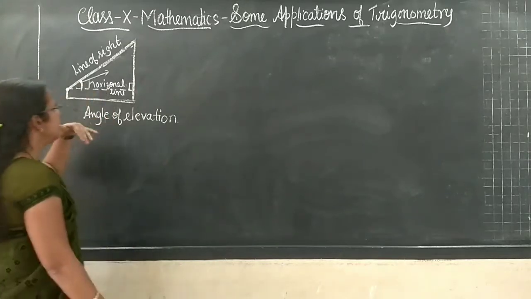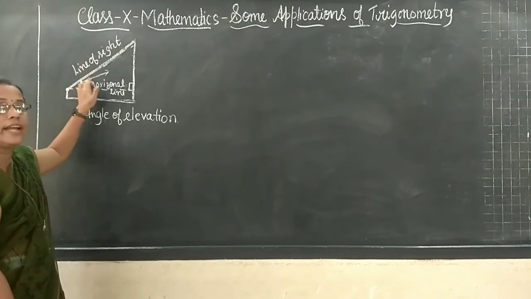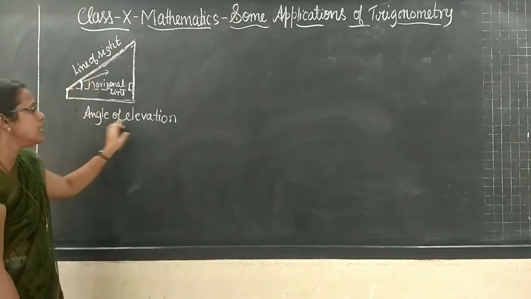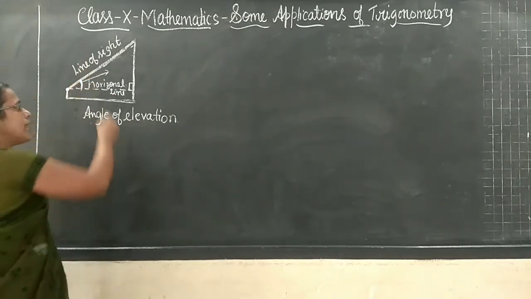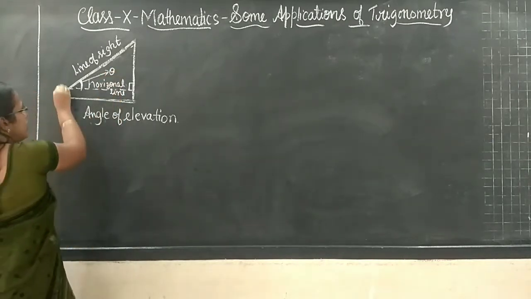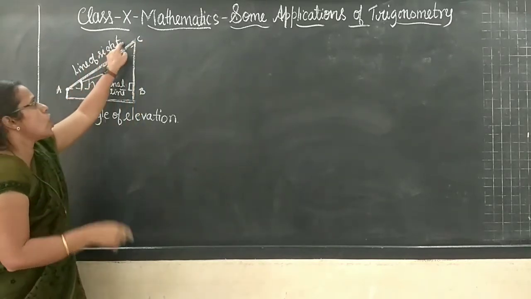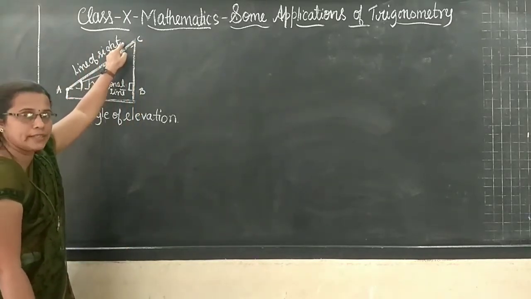So we are lifting our head, so it makes an angle to the horizontal line. That angle is called the angle of elevation. We can write it as theta, or any angle we can give in that matter. Okay, children. So if I say ABC like this, here AC is called the line of sight.